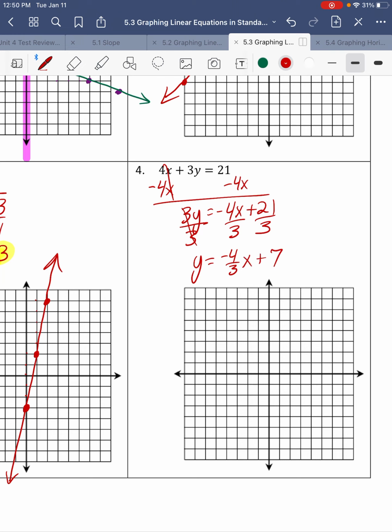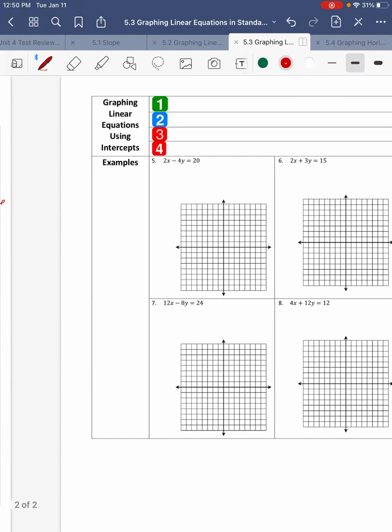You have your y-intercept of 7, so we're going to go up 1, 2, 3, 4, 5, 6, 7. And then we're going to go down 4, 1, 2, 3, 4, to the right 3. It's a negative slope, so down 1, 2, 3, 4, right 3. Negative slope means from left to right the graph should be going down, and it is, so that's great. All right, let's go to the back.